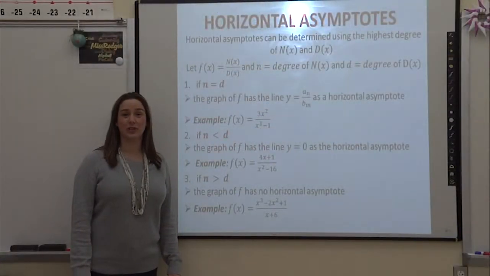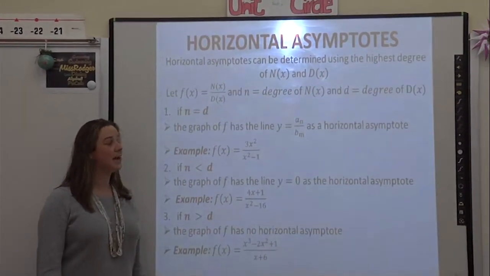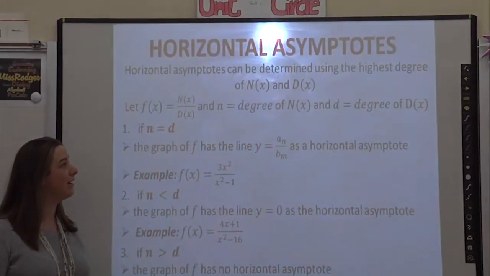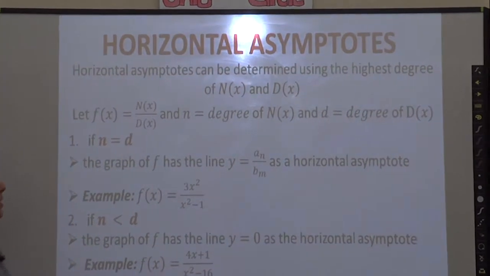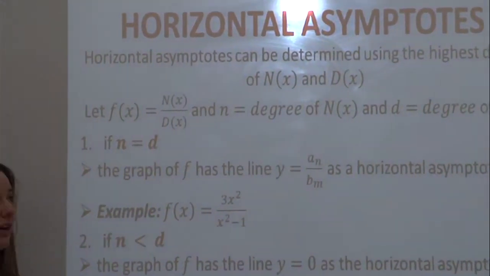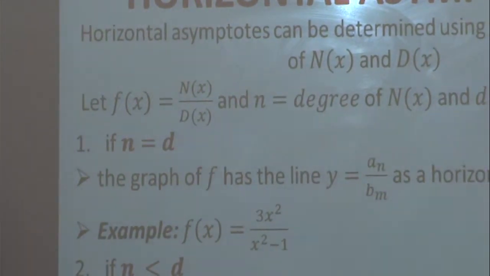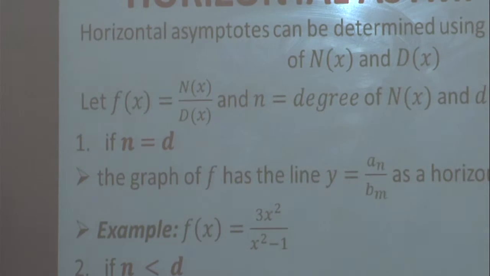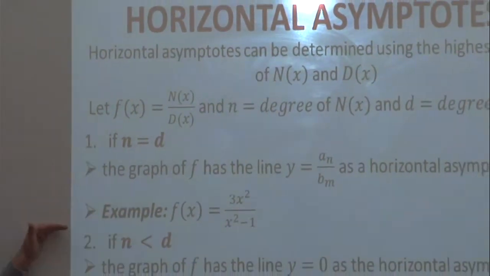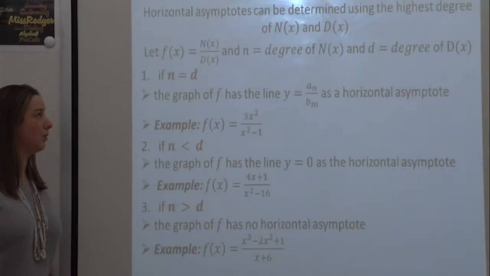Let's take a look at our horizontal asymptotes. Horizontal asymptotes can be determined by using the highest degree of n of x and d of x. So let f of x equal n of x over d of x, which is our definition of a rational function, and have n equal the degree of n of x and d equal the degree of d of x. So we have three cases here: case 1, case 2, and case 3. And we have an example that goes along with each.